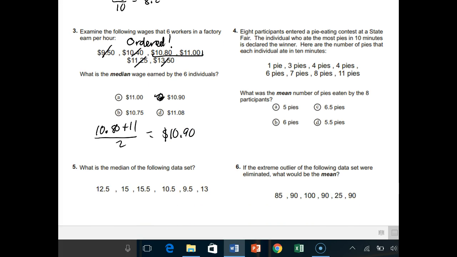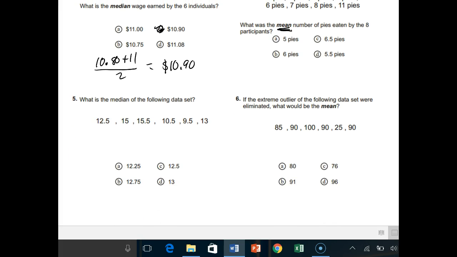All right, number 4, again, make sure you understand that you're finding the mean there. Number 5, it says, what is the median of the following data set? So I think a lot of you are going to be tempted to just go 1, 1 and try and do it, but it's not ordered. So we've got to order them first. It's not ordered, and you know when you find the median that you must order them first.